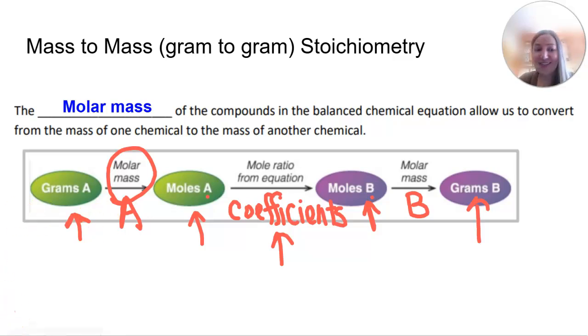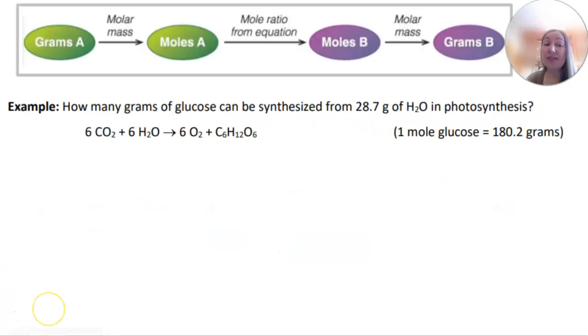So let's get started. Okay, our first example says: how many grams of glucose can be synthesized from 28.7 grams of water in photosynthesis? So this is like photosynthesis that occurs in plants. We've got a balanced equation: 6 molecules of carbon dioxide react with 6 molecules of water to form 6 molecules of oxygen gas and 1 molecule, it's implied, 1 C6H12O6, or 1 glucose molecule.